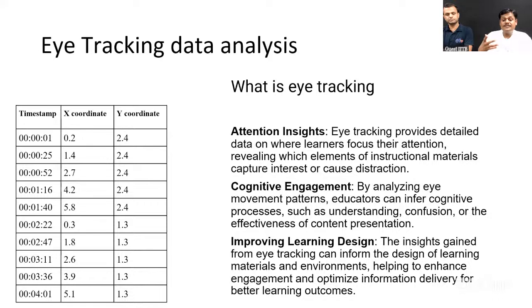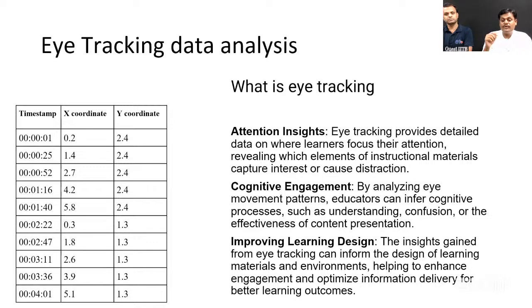Another one is cognitive engagement. Engagement can be of multiple types, but cognitive engagement is one of the areas of interest in which learning analytics can be applied. By analyzing eye movement patterns, educators can infer cognitive processes such as understanding, confusion, or the effectiveness of a content presentation. So that is the second domain.